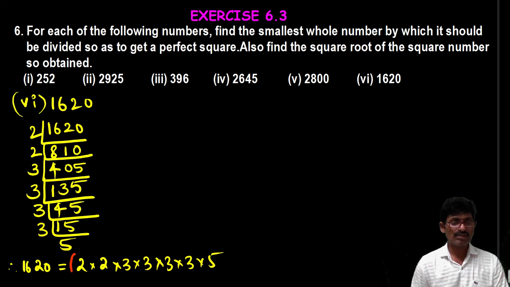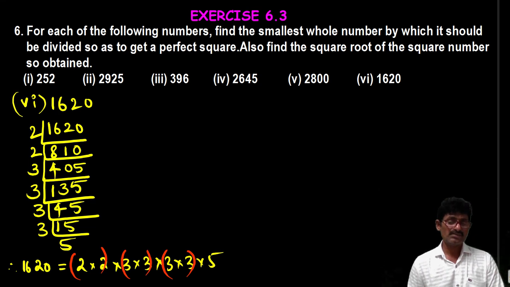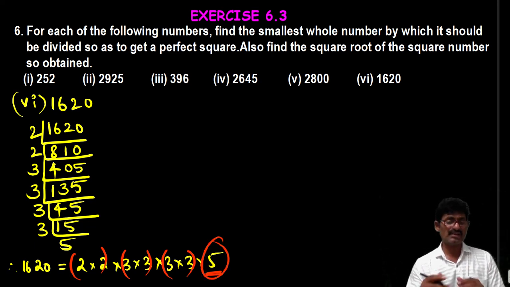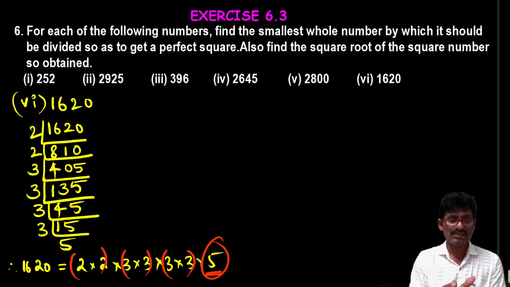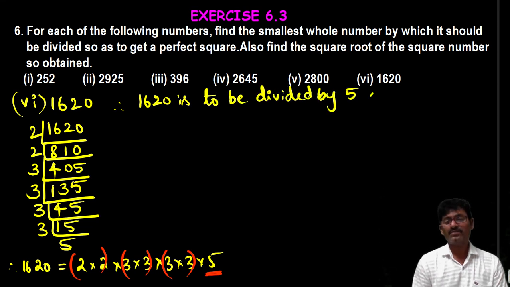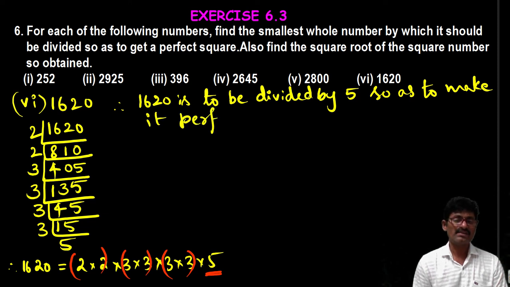Make pairs. So here 2 and 2 is one pair, 3 and 3 is another pair, 3 and 3 is also another pair. So what is the remaining unpaired value? That is 5. So if you divide this 1620 by 5, this 5 will be cancelled and the remaining values will be in pairs. So it will be a perfect square. Okay. So therefore 1620 is to be divided by 5 so as to make it a perfect square.